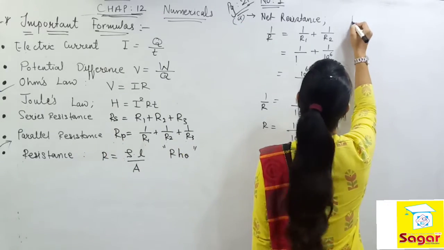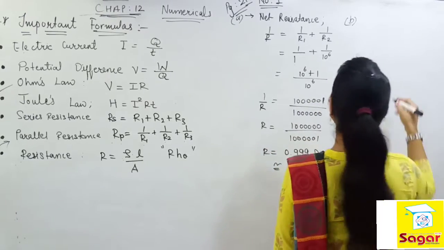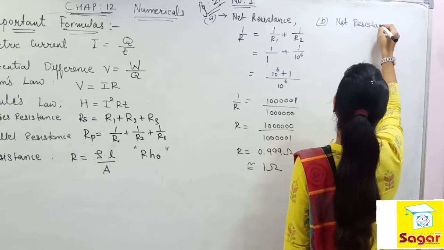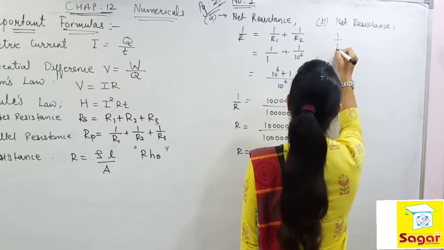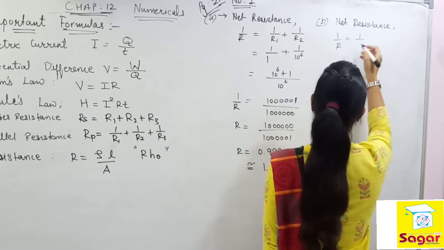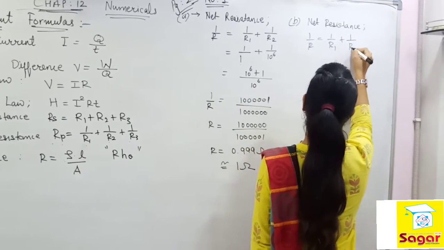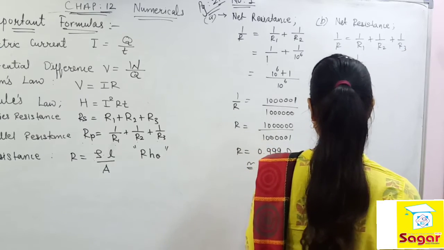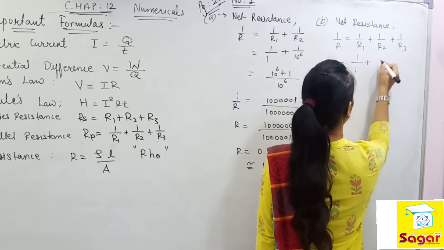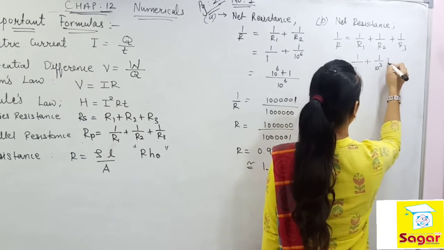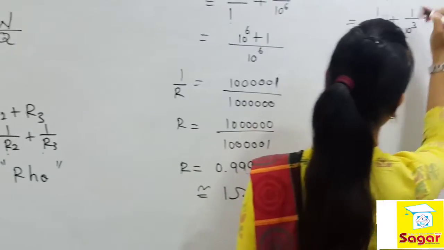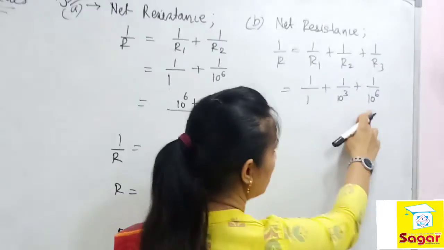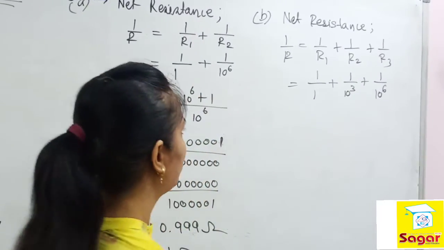Part B is also provided. They have just given the values. So net resistance: 1 upon R is equal to, three resistances are given here, so we will take 1 upon R1 plus 1 upon R2 plus 1 upon R3. So 1 upon R1 is how much? R1 is 1 ohm, so it will be 1. R2 is how much? 10 raised to 3. And R3 is given, that is 10 raised to 6. These values are given in your question, everyone.